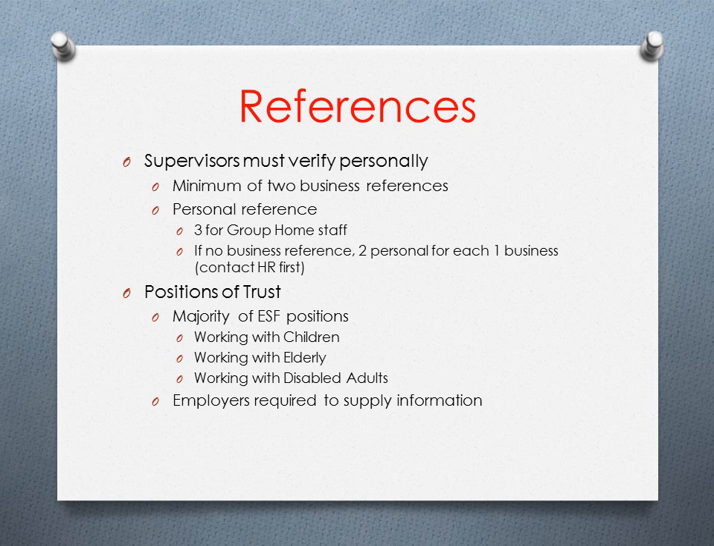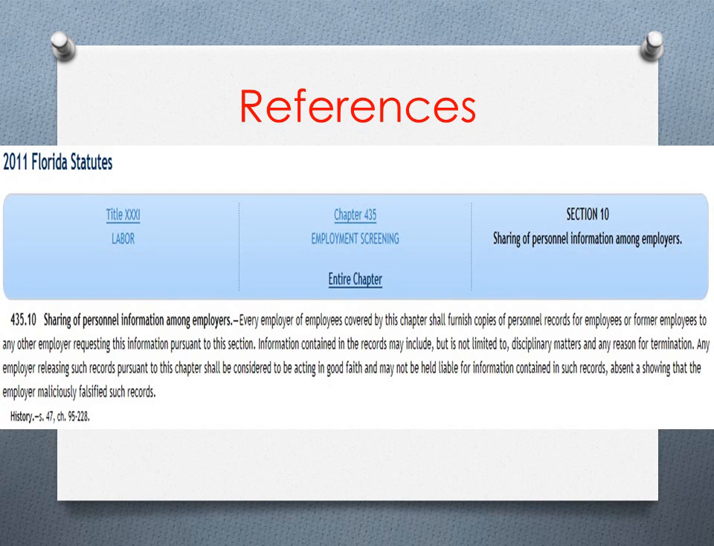I also want to show you the statute that refers back to this. This is a Florida statute, Section 435.10. Every employer of employees covered by this chapter shall furnish copies of personnel records for employees or former employees to any other employer requesting the information. Information contained in the records may include, but is not limited to, disciplinary matters and any reason for termination. Any employer releasing such records shall be considered to be acting in good faith and may not be held liable for information contained in the records, absent showing that the employer falsified such records.